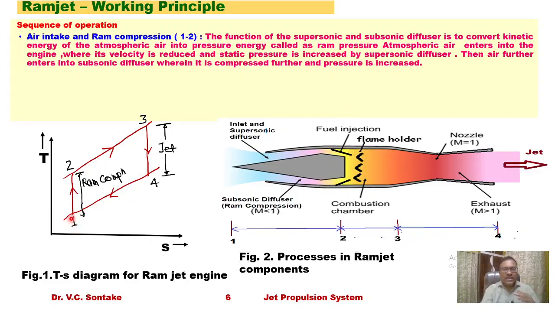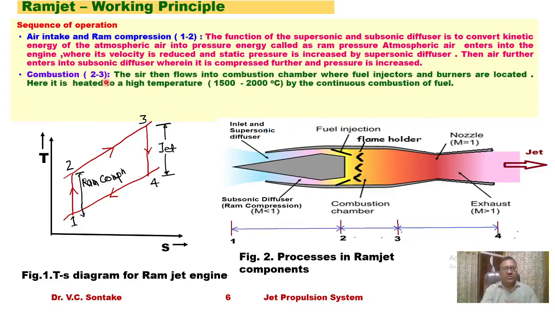So this entire process is represented on TS diagram by process 1 to 2. So in case of ramjet engine, diffuser is the only component which is used to increase the pressure from atmospheric to the required pressure level. There is no compressor or any other device.